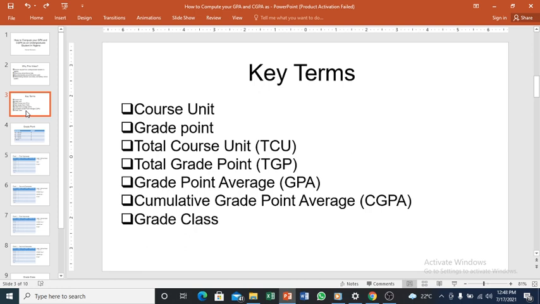Though there are some universities that make use of 7. I know of the University of Ibadan where they make use of grade point from 1 to 7, but generally, the vast majority of the universities in Nigeria make use of the grade point from 1 to 5. So I would explain how that works in the next slide.